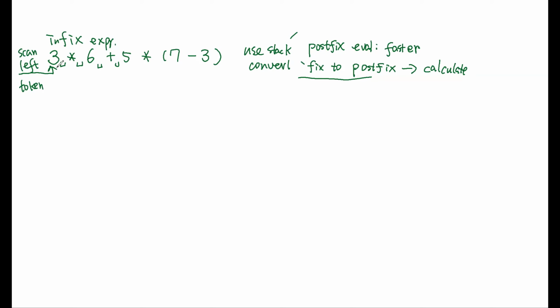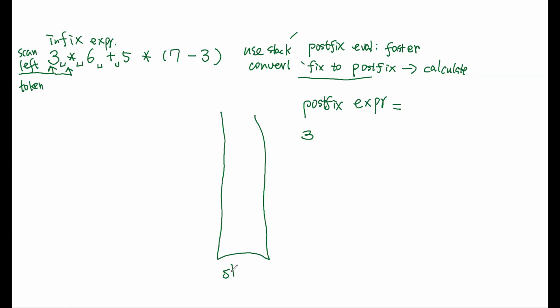So we scan token by token. You get a token and determine if it is a number or a digit. We can see this is a number. If it is a number, then here we have its corresponding postfix expression. We just put it to the postfix expression, and then we move on. Okay, this is an operator.